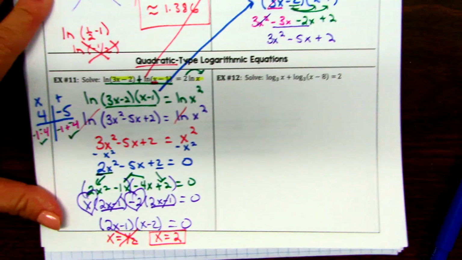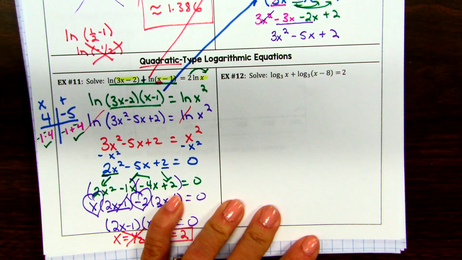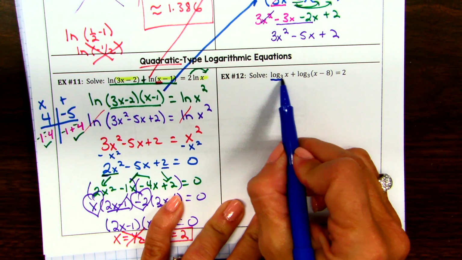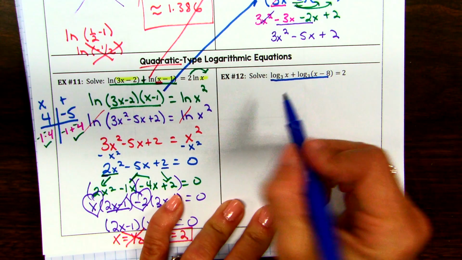Okay? Good? Okay. Another log problem. Again, take a second, look at it. I've got an expanded log on one side. I've got to condense it using my properties of logs.